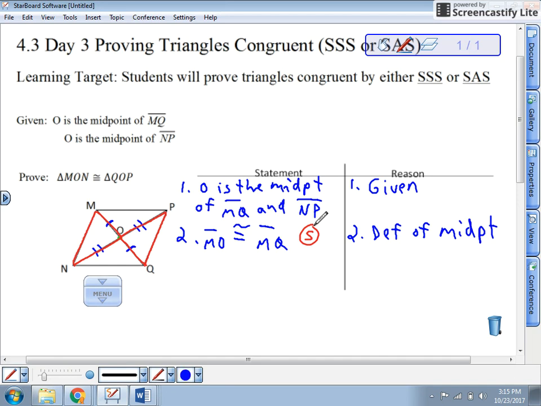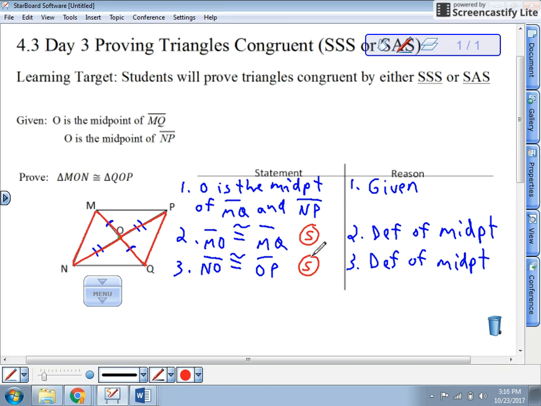Okay, let's do the next step. Remember, look at our picture. We also said that segment NO is congruent to segment OP. And again, it's that same reason, definition of midpoint. And I said you mark it with a little S there. That's two parts we've figured congruent. We need a third part.